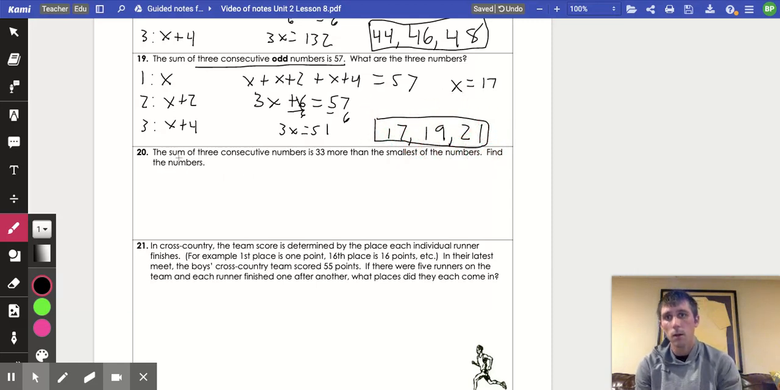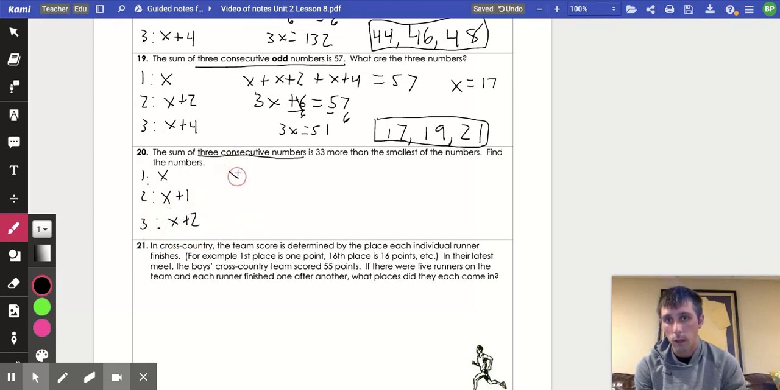All right. Number 20. The sum of three consecutive numbers is 33 more than the smallest of the numbers. Find the three numbers. All right, so three consecutive numbers, right? So 1, 2, 3. Now it's just three consecutive. So what's that going to be? It's going to be x. How do you get to the next consecutive number? x plus 1. How do you get to the third consecutive? x plus 2.